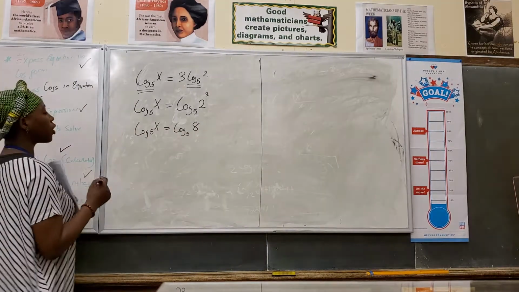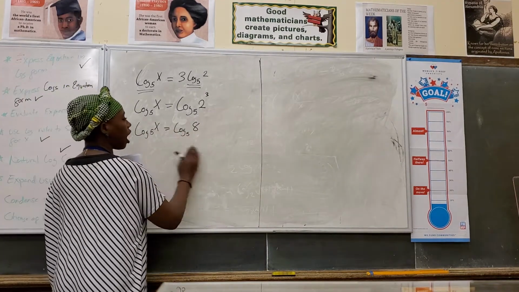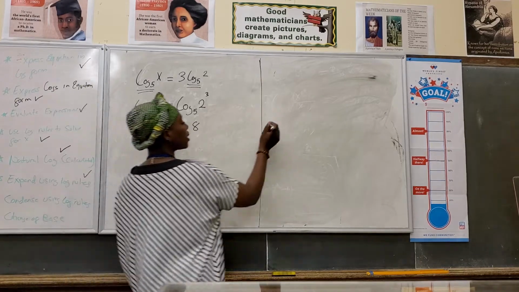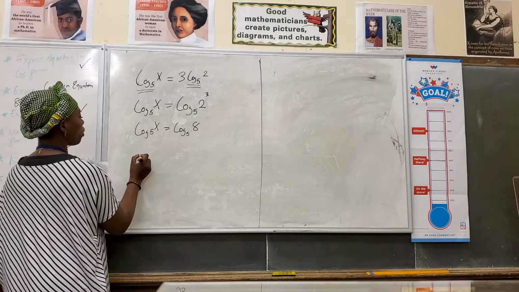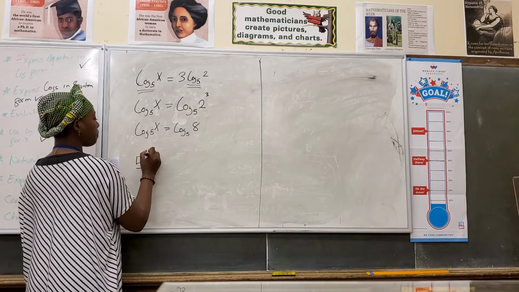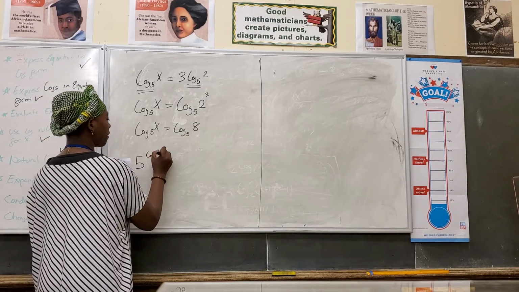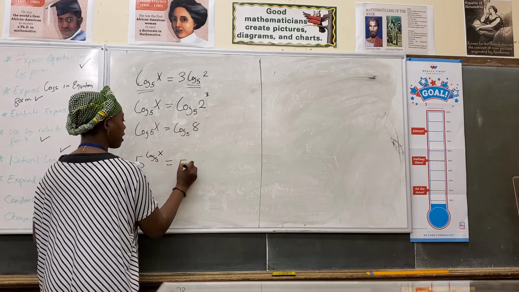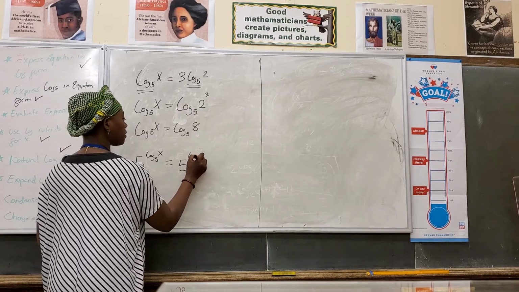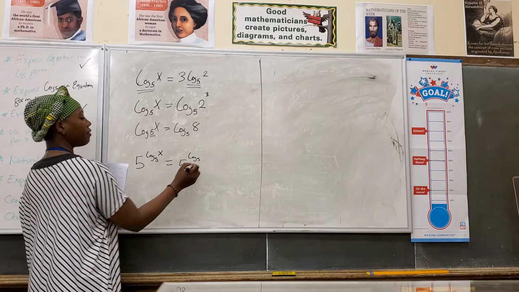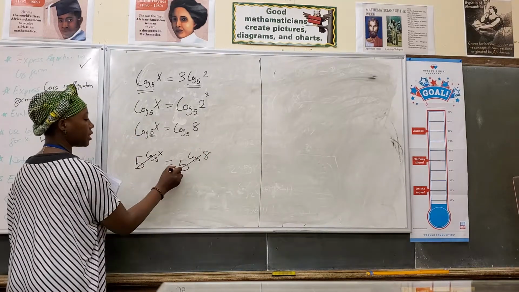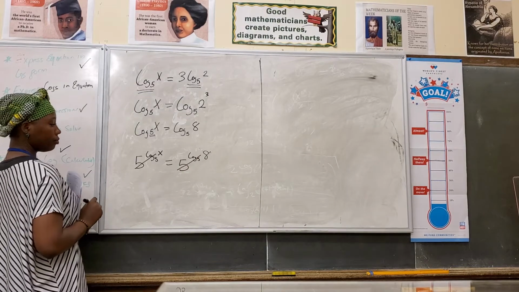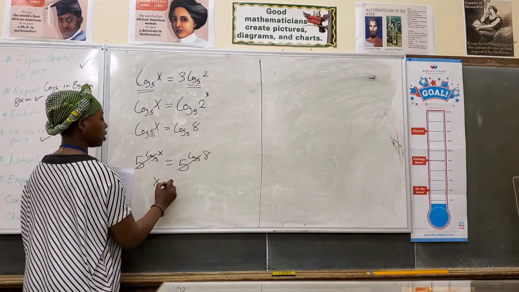But really what we're doing is that to get rid of this log, there's one of the log rules where it says you raise it to the power of the log. So what we're going to do is 5 raised to the power of log base 5 of x equals 5 raised to the power of log base 5 of 8, and I got the 5 because it was in log base 5 of 8. These simplify down to 1, giving us x equals 8.